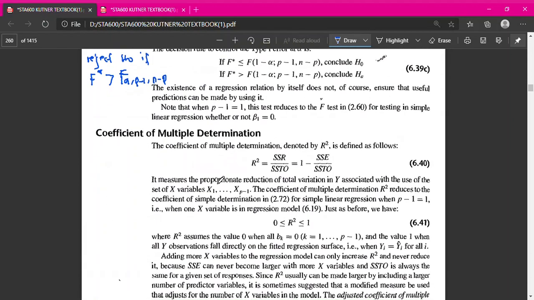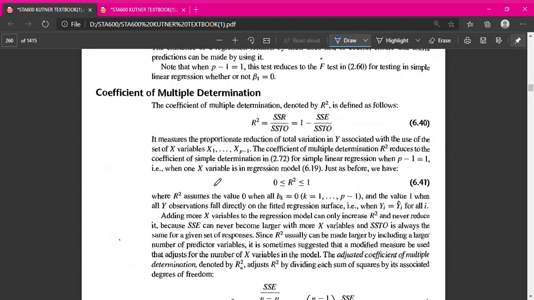Okay, we proceed a little bit with the coefficient of multiple determination. Sama juga sebenarnya macam sebelum ni. The formula is this. Ada dua, sama ada digunakan SSR dan SST ataupun SSE dan juga SST.